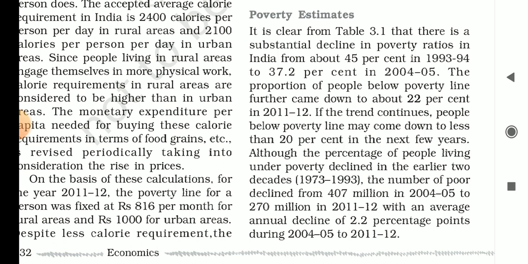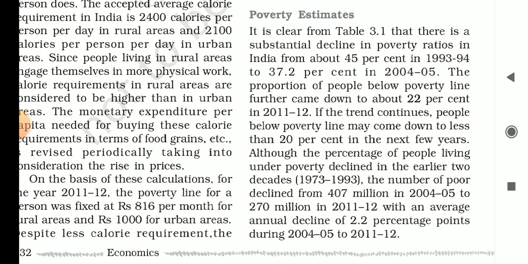There is a decline in poverty ratio in India from about 55% in 1960s to 45% in 1993-94, and 37.2% in 2004-5. The proportion of people below poverty line further came down to about 22% in 2011-12.